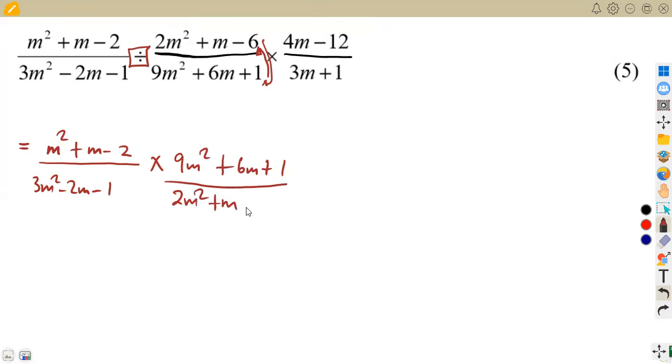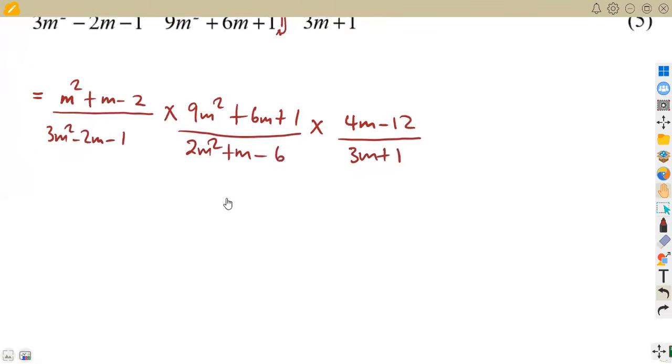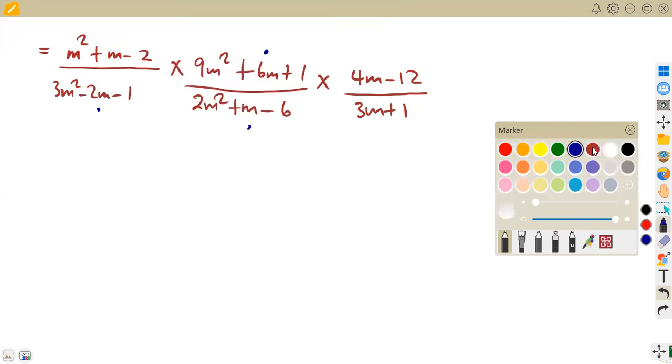2m squared plus m minus 6. All right, what about this one? What are we going to have? Minus 12 over 3m plus 1. All right, so this is what we are going to obtain from what? From our introduction of multiplication, where there's a division there. The major part that I want you to see is on the factorization, especially because this one we talked about. So let us just quickly try to see what's going to happen.